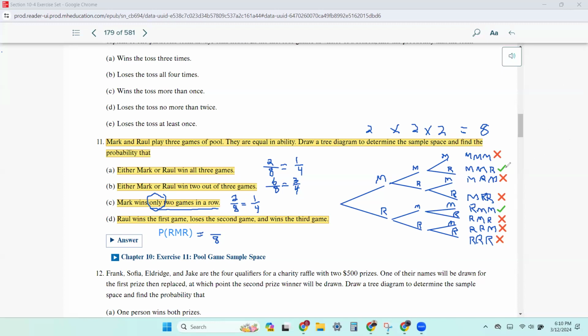So there's eight total, and then how many of them are? Oh, there's RMR. There's only one of those. Because that's the only one where Raul wins first, loses the second, and wins the third. So this is 1/8. Okay.